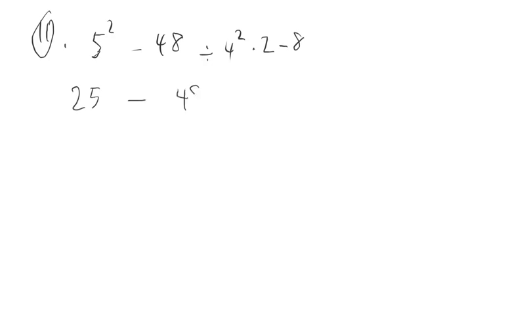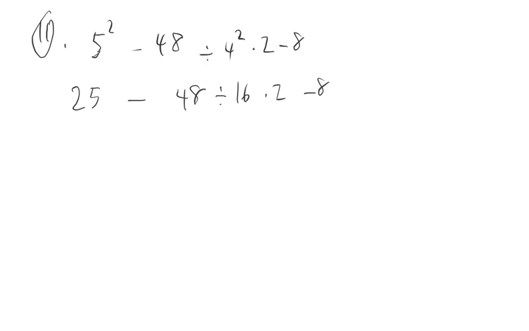Then number 11, you have this problem, 5 squared minus 40. Oh, sorry, there's something on my screen. Minus 5 squared minus 48 divided by 4 squared times 2 minus 8. So start with the exponents. So you get 25, because 5 times 5 is 25, minus 48 divided by 4 squared is 16, times 2 minus 8. Now you do the division and subtraction in the order that they're written.